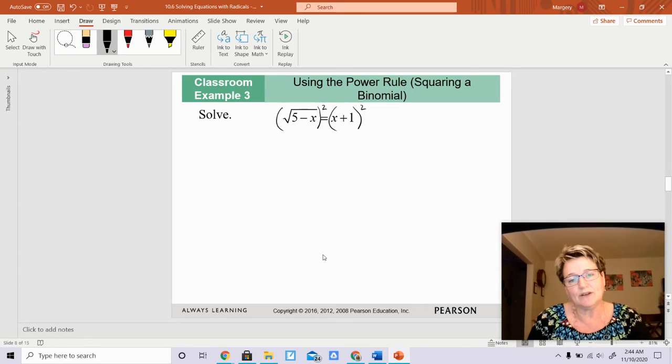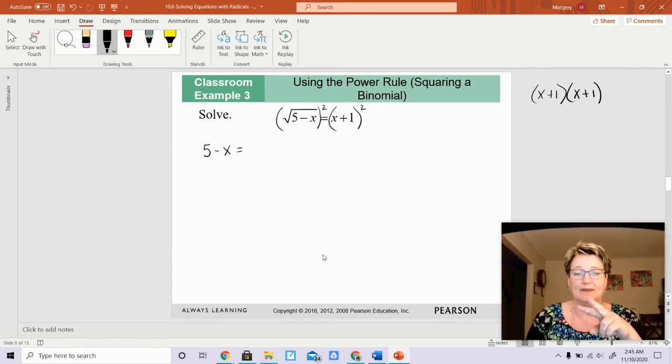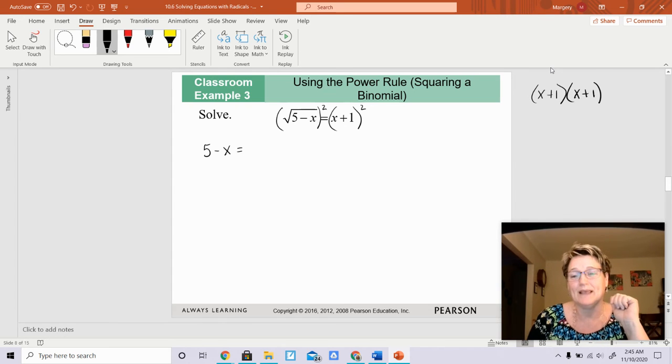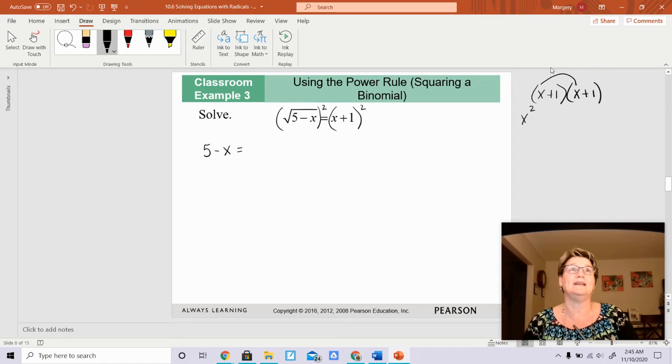So on this side of the equation, I'm left with 5 minus x equals. Now over here, I have x plus 1 times x plus 1 because I have 2 of them. I can use that shortcut trick from way back in when we talked about perfect square trinomials. But anyways, I'll show you that one in just a second. I'm just going to multiply these two together because it tells me I have 2 of them. X times x is x squared. Whoops, I forgot to get this started.